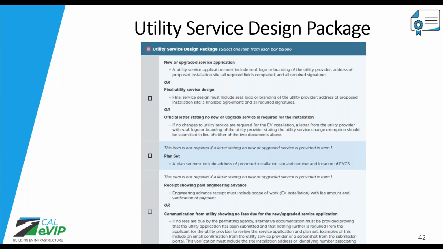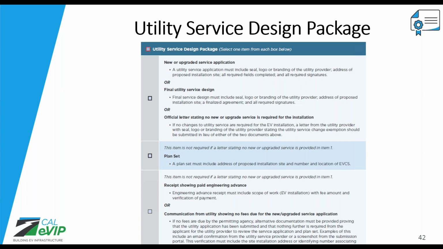Just like in the permit scenario, if you already have a final utility service design, please provide that instead of the application itself. Now, if your installation project does not require any new or upgraded utility service, we're going to ask you to provide us with a letter from the utility service provider stating that no utility service changes are needed at that installation site.